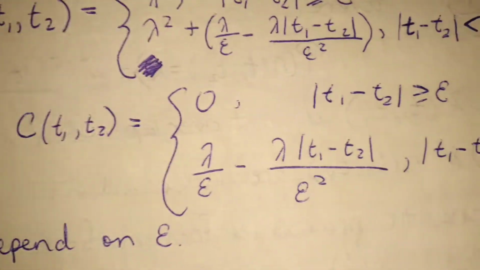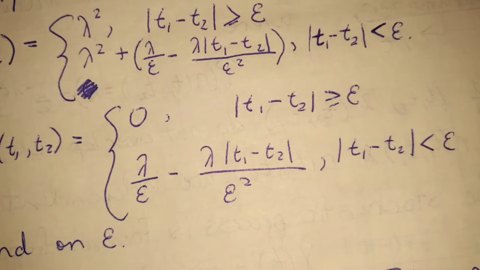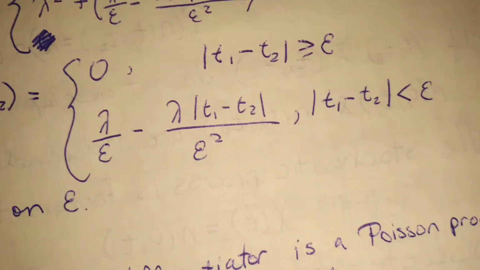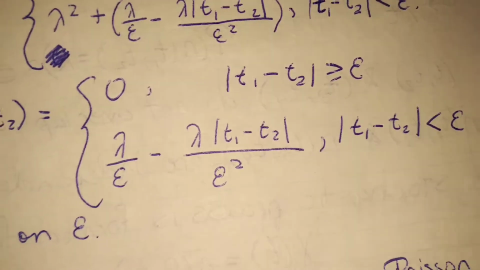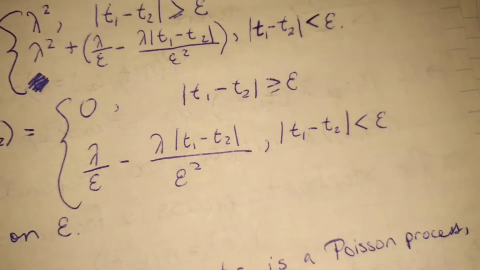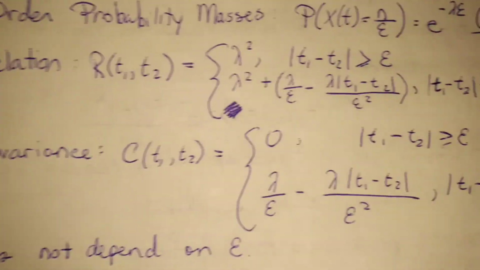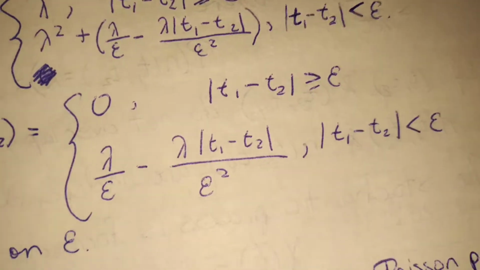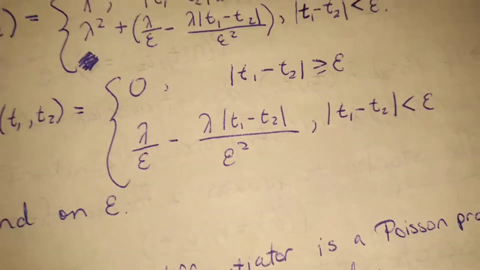The autocovariance is equal to 0 when the absolute value of t1 minus t2 is greater or equal to epsilon, and it's equal to lambda over epsilon minus lambda times the absolute value of t1 minus t2 over epsilon squared when the absolute value of t1 minus t2 is less than epsilon. From these, we can see that lambda doesn't actually depend on epsilon. The change in epsilon does not affect lambda.